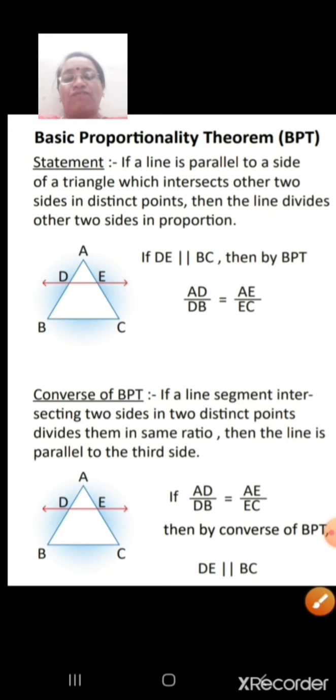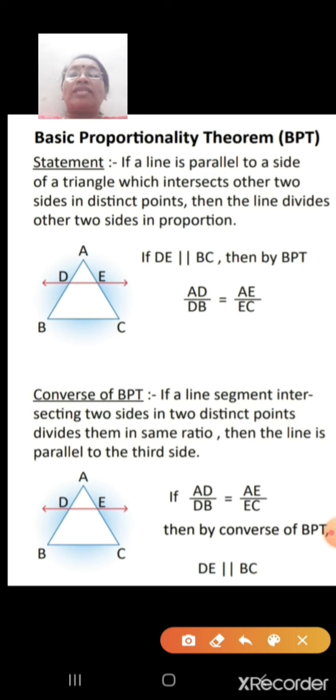Then, what is the converse of BPT? Converse of a theorem means what was given becomes what is to be proved, and what is to be proved becomes given. So if a line segment intersecting the other two sides at two distinct points divides them in the same ratio, then the line is parallel to the third side. That means if the ratios are equal here, then this line is parallel. This is the converse of BPT.